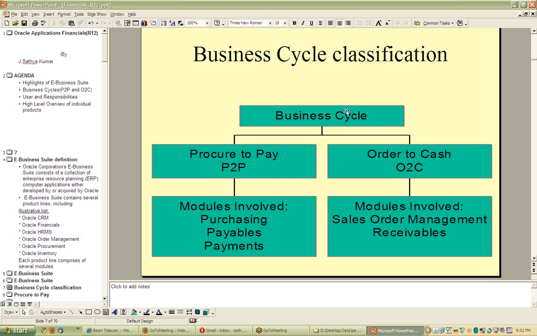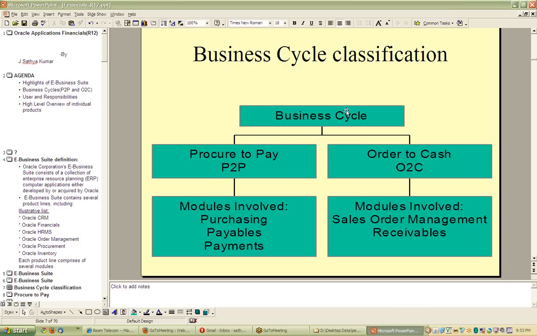Basically, this business cycle is from the time of procurement to the time of final payment. Perfect. It's like the ordering and then it goes through all the modules of purchase and payables, and it's basically the cycle from the point of ordering to the point of payment. Correct.